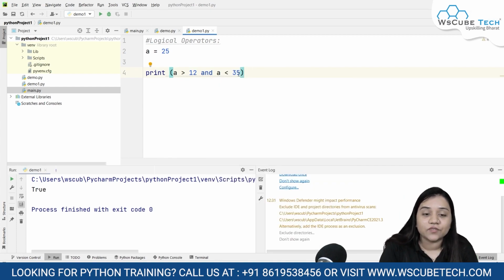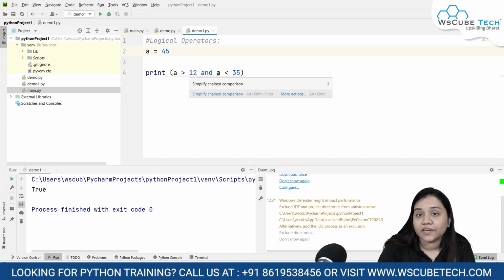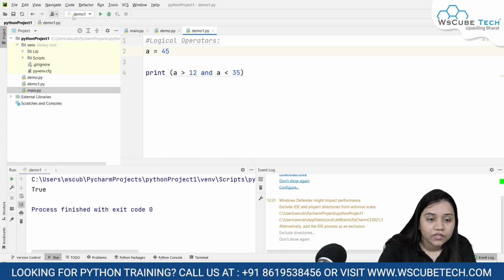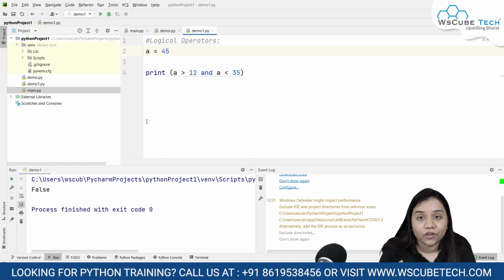Let's consider a case where a is not satisfying one of the conditions. Let's take an example where I am writing 45. So 45 here is satisfying that a should be greater than 12, but it is not satisfying that a should be smaller than 35. Let's run and see. It gives us false. So if only one of the conditions is satisfied, then too it will give us false. So AND will only give us true if it satisfies both the conditions.